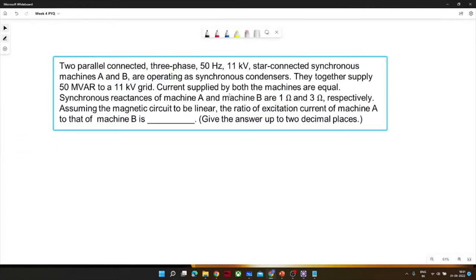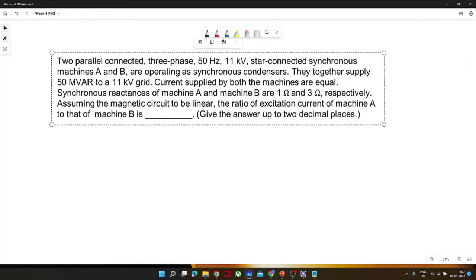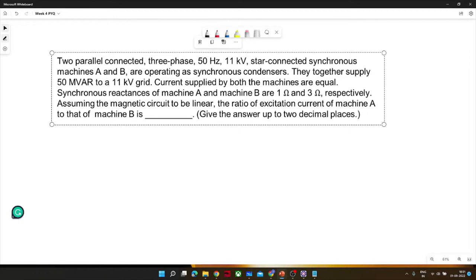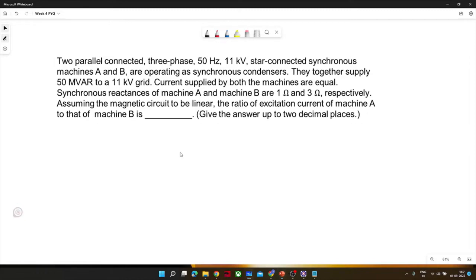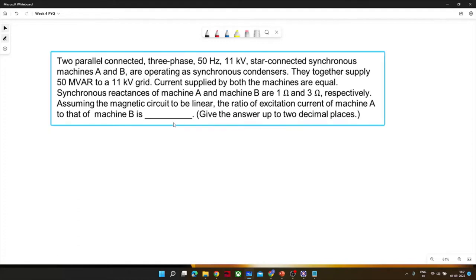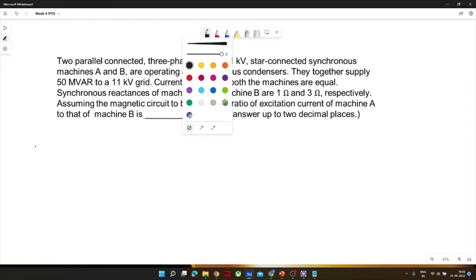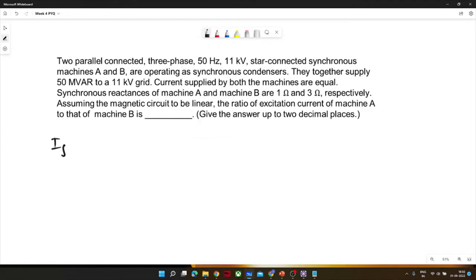So here in the problem, it was asked to calculate the ratio of excitation current of machine A to that of machine B. Means we had to calculate IFA divided by IFB. What would be the ratio of these two currents?